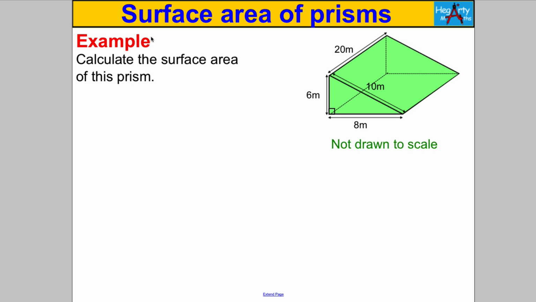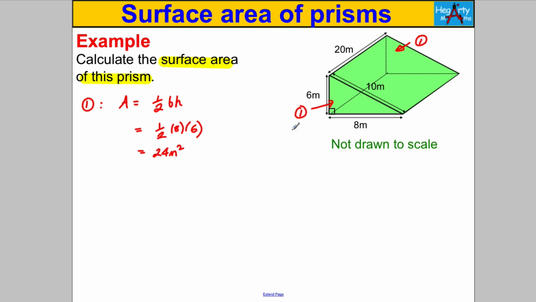Okay, we're asked to calculate the surface area of this prism. Let's do the easy side first. Let's do the front face. So I'm going to call that area 1. Area 1 is a right angle triangle. Our base is 8 and our height is 6. The area of a triangle is a half the base multiplied by the height. So in this case it's going to be a half multiplied by 8 multiplied by 6, and that's going to give us 24 meters squared. Do remember we're going to have two of these at the end. We've got this one here, and remember this also is a triangle at the back.